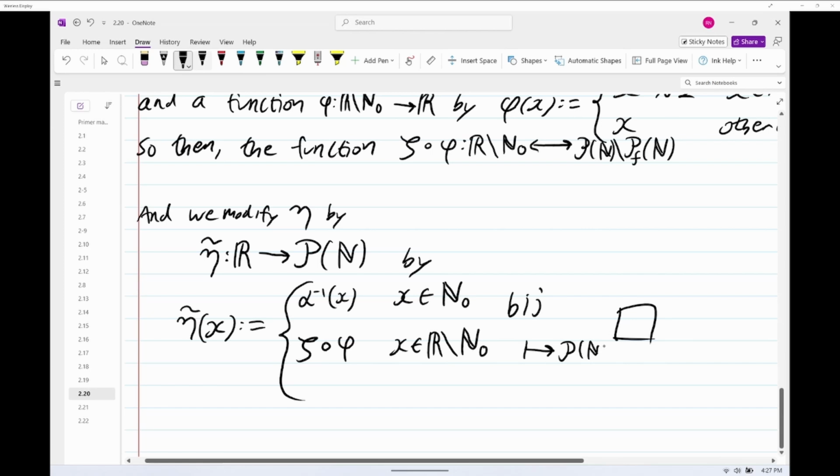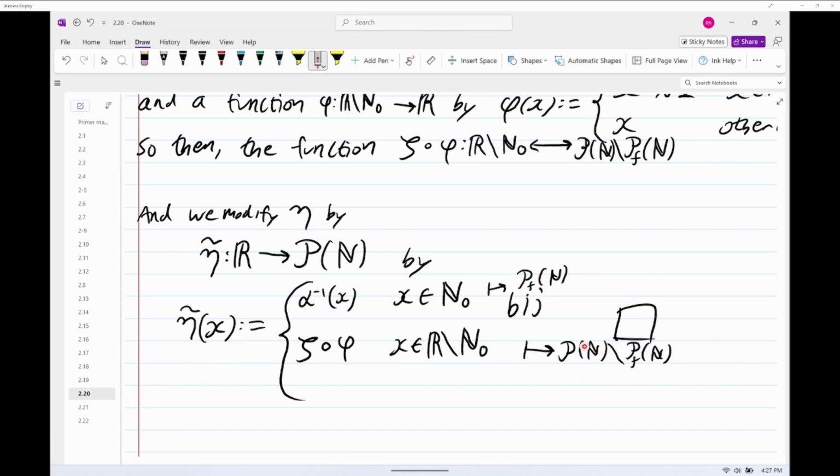only the infinite subsets of the reals, so Pn without Pf of n. And this alpha inverse goes on to Pf of n. So there's nothing in here that's in here, and there's nothing in here that's in here. So their output spaces and their input spaces are disjoint. And their input spaces together, if we union these, we get R, and if we union these, we get P of n. Now to some easier ones.